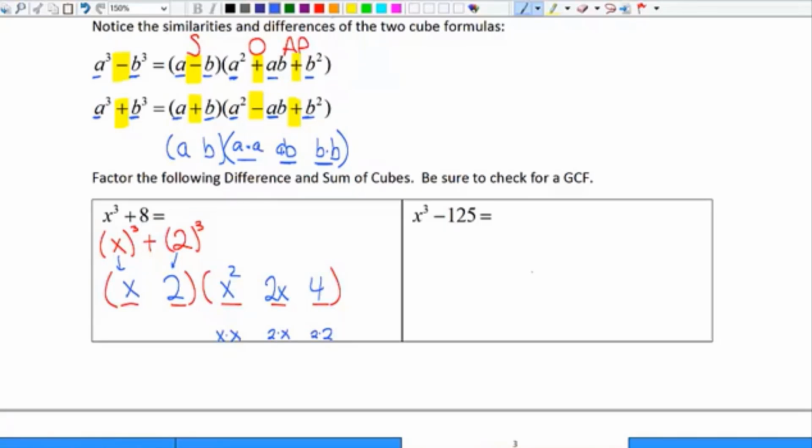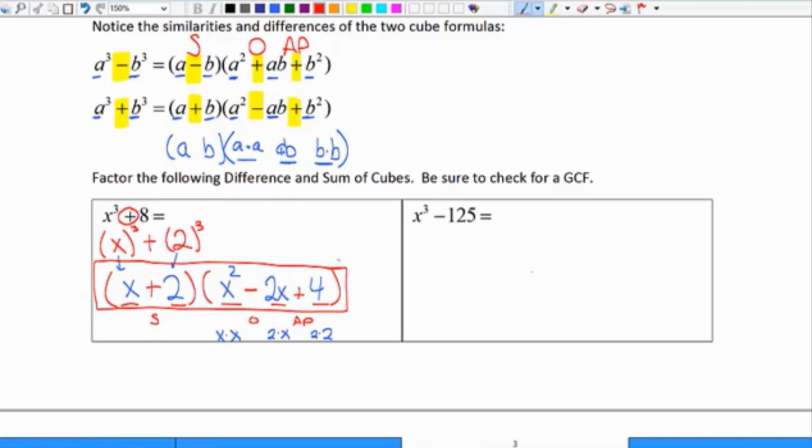Now that I have all my products in place, I'm going to come back with my SOAP. My SOAP says same, opposite, always positive. This original problem had a plus sign. So I'm going to put plus in for same, because that sign's got to be the same. What's the opposite of plus? Well, that's minus. And AP stands for always positive. So this is the factorization of my sum of cubes.